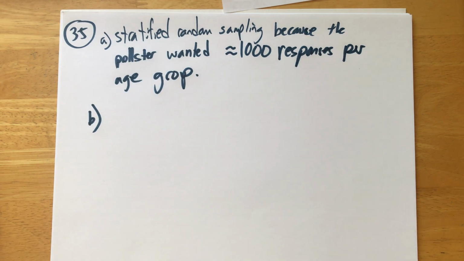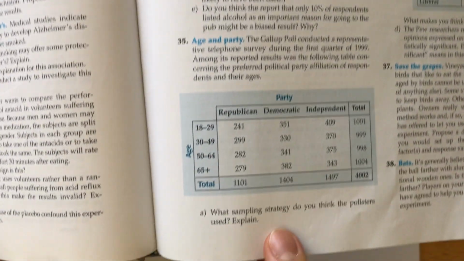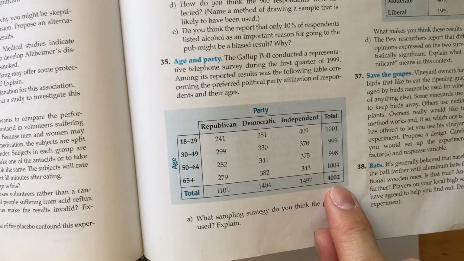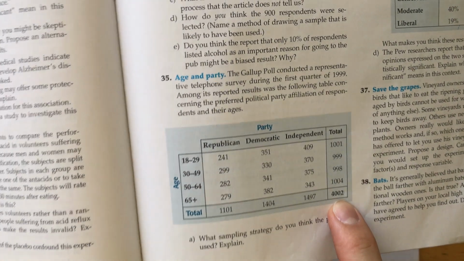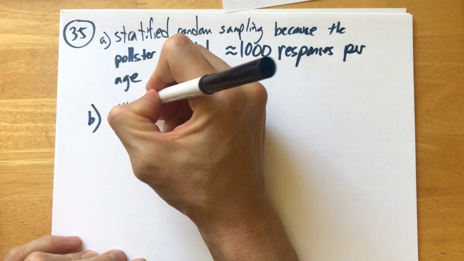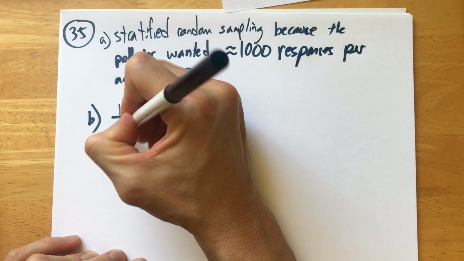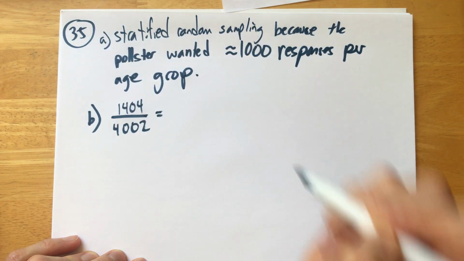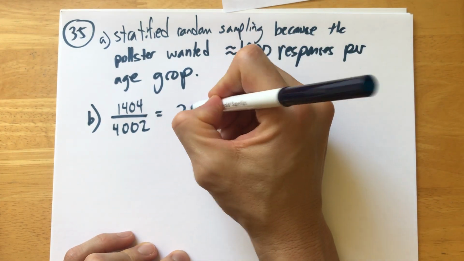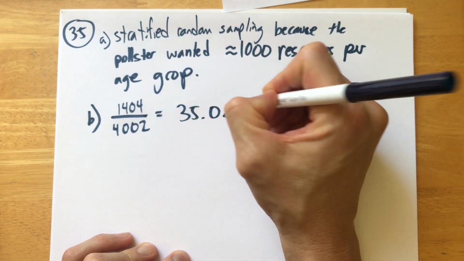Okay. What percent of the people surveyed were Democrats? So if you look at the total on the bottom right there, the 1404, that's total Democrats out of that number. Okay, that's a grand total. So you have 1404 over 4002. Okay, if you punch that in your calculator, you should get 35.08%.